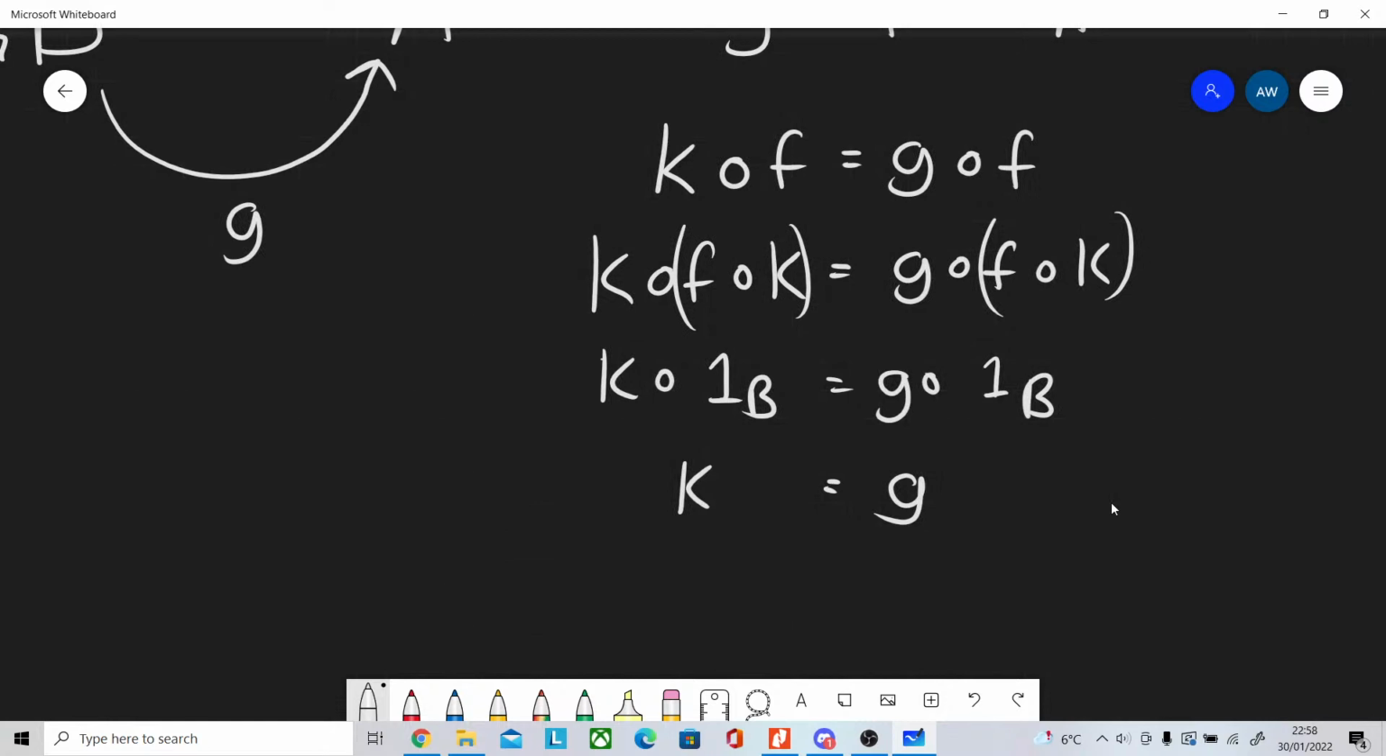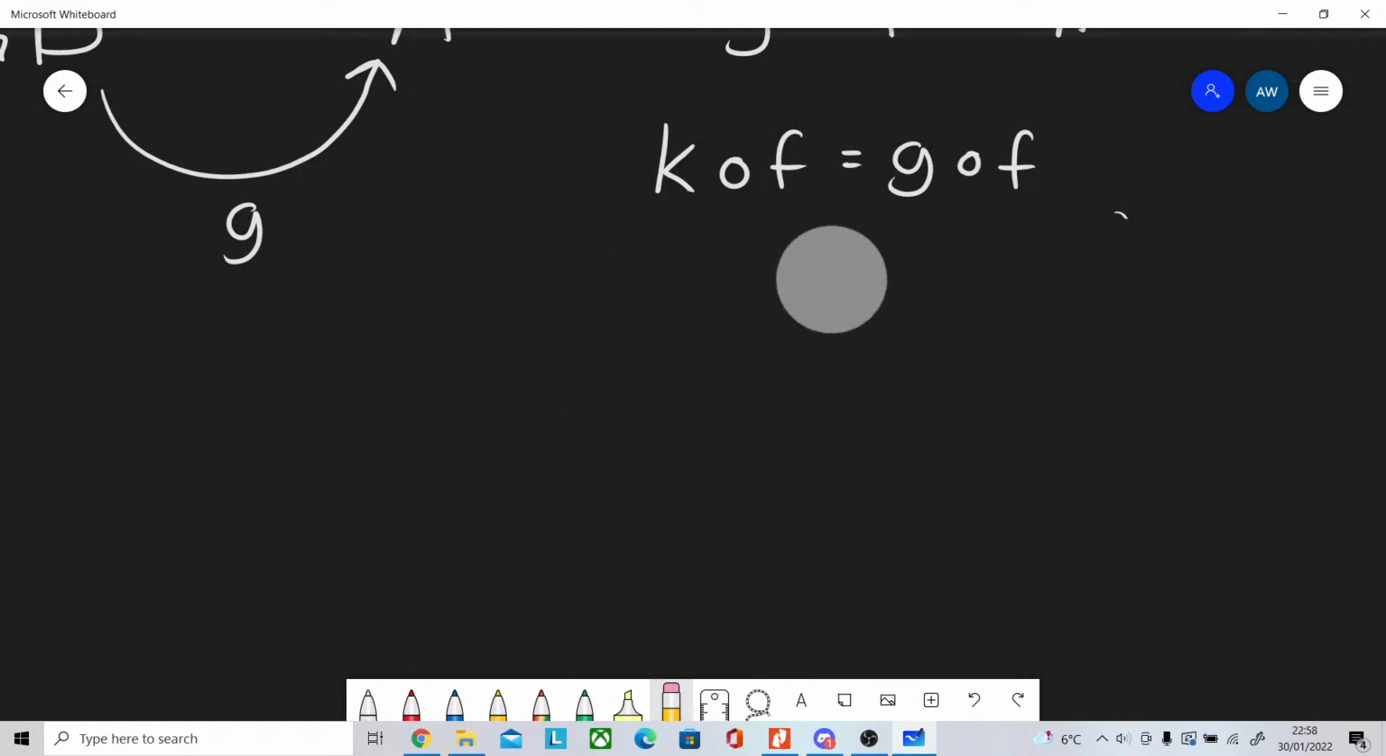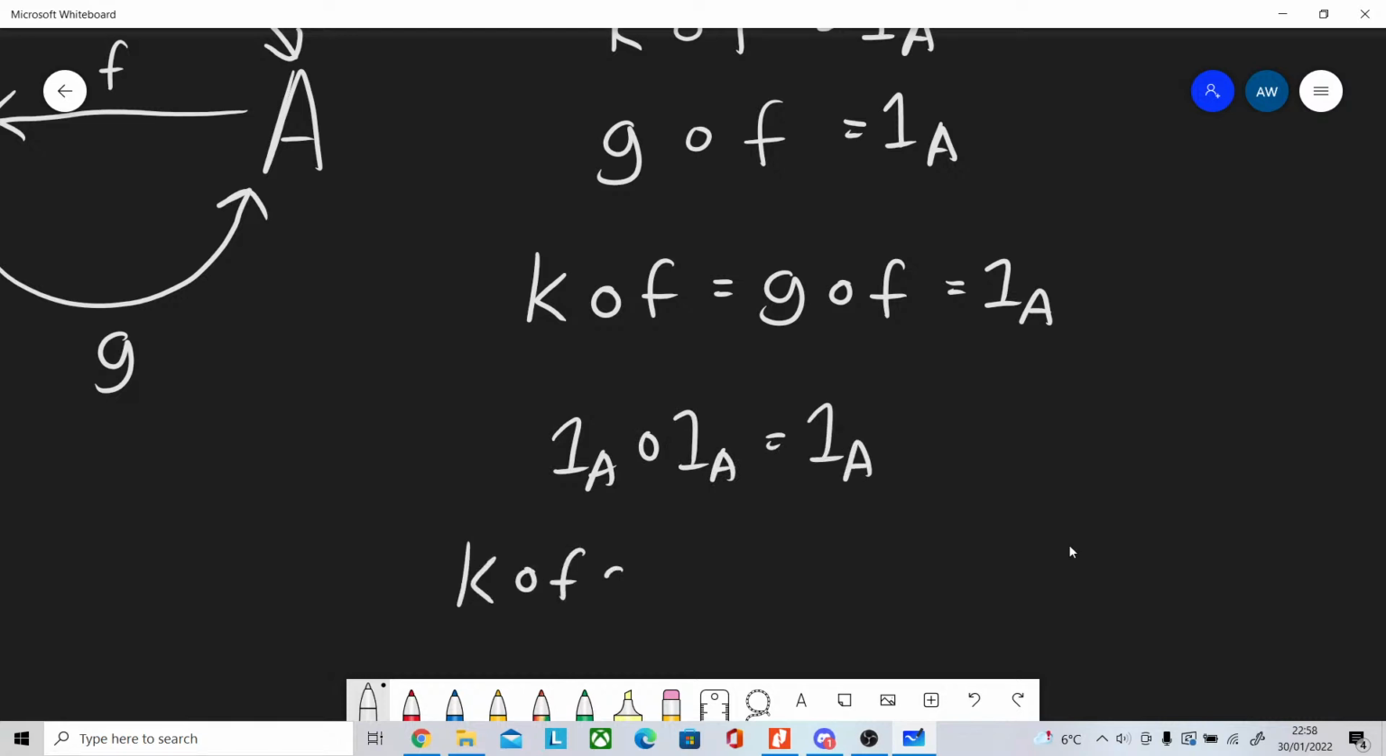But I think there's another cool way which is worth talking about, and that is this equals 1_A. And we know that 1_A composed with 1_A is equal to 1_A. So we can say k composed with f composed with g composed with f is equal to 1_A. Right, just here, here, here, here.